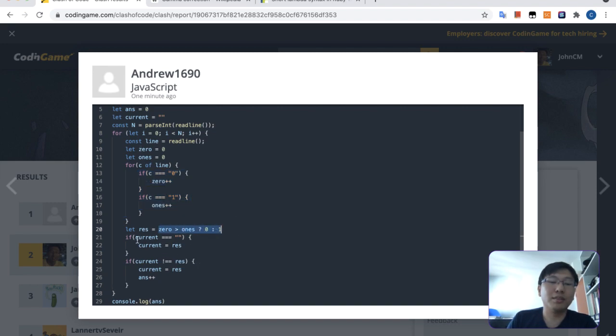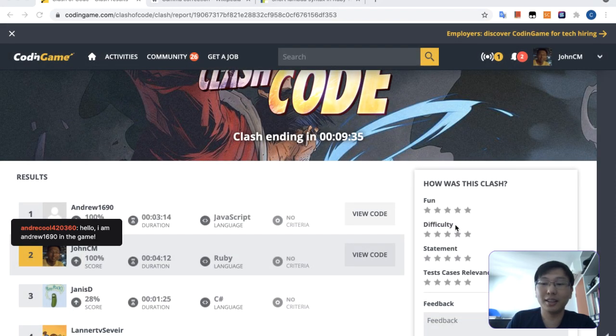So if the current is a blank, then you store the current. If not, you add one to your answer. Very nice solution actually for this JavaScript code. Yeah, this runs in O(n) time, which is much faster than my O(n squared). Oh, very nice, Andrew. I like your code. You definitely have the caliber to take part in programming competitions. Your algorithm has a very fast runtime.